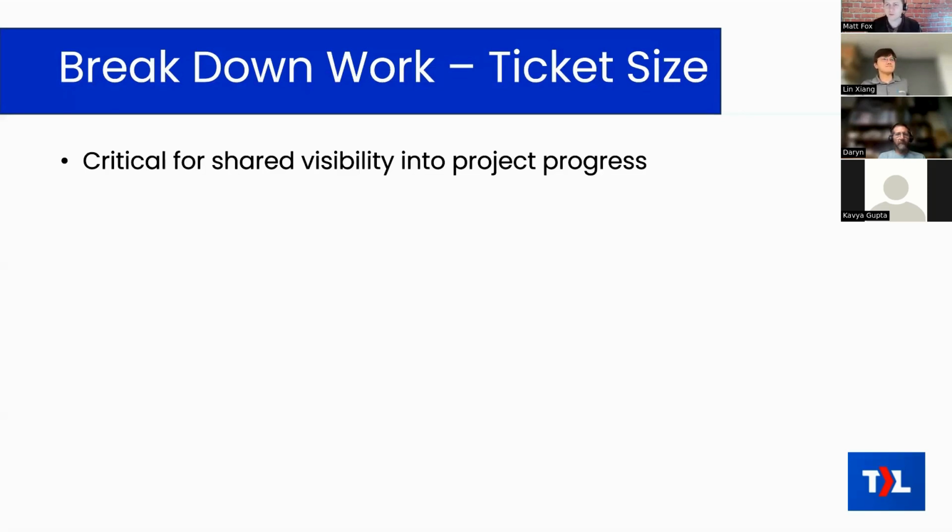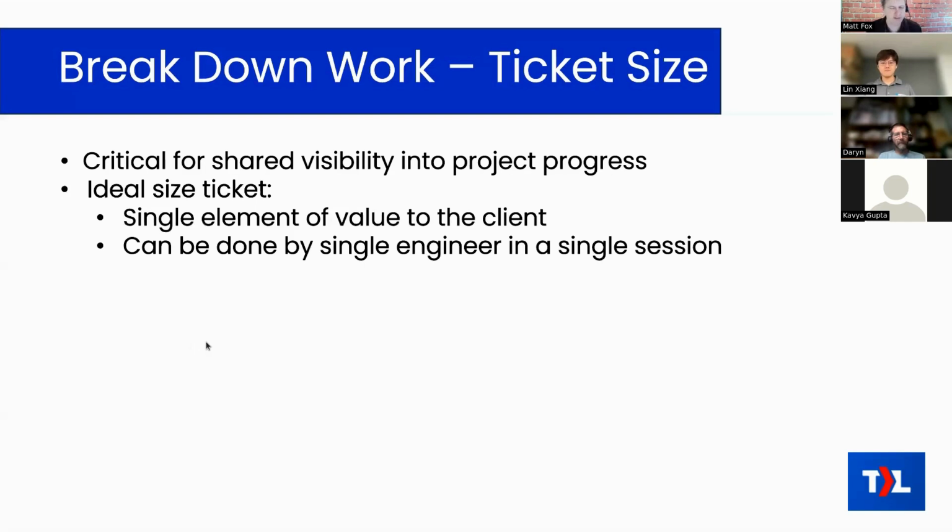What we really need is a way for everybody on a project to see exactly what's been done on that project, what's still to come, what's in progress now, and whatnot. So that's why we split tickets into smaller ones. The ideal ticket is something that is a single element of value for the client.